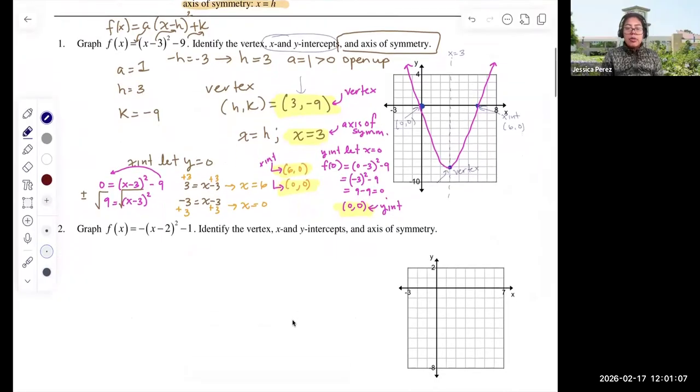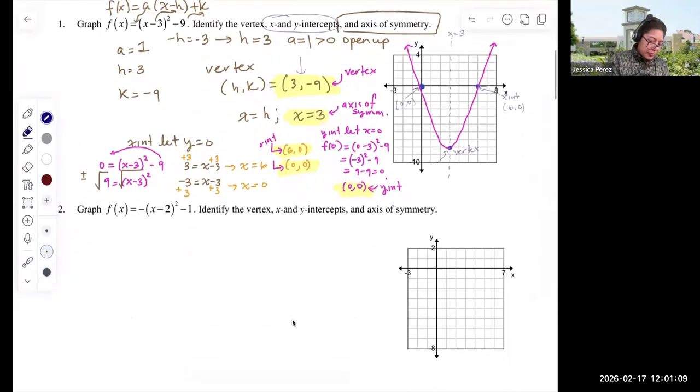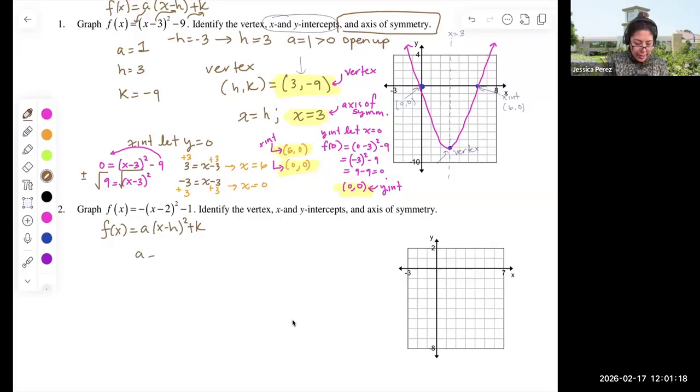Now we're going to do the same thing for question 2. The first step is to line up f of x is equal to a times (x minus h) squared plus k. A is negative 1. How do I know that? Because it's empty, it doesn't have a value, it's a negative. So it's automatically negative 1, which is less than 0. So it's going to open down.